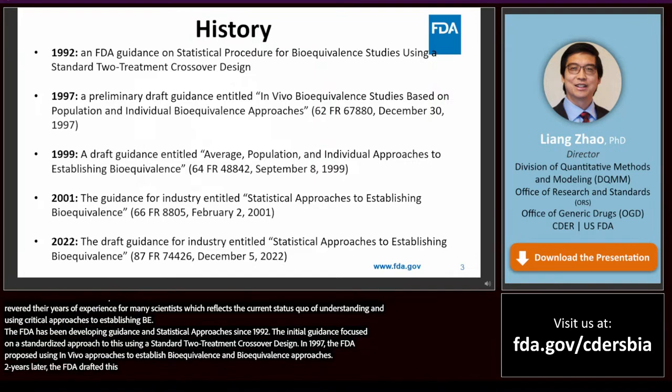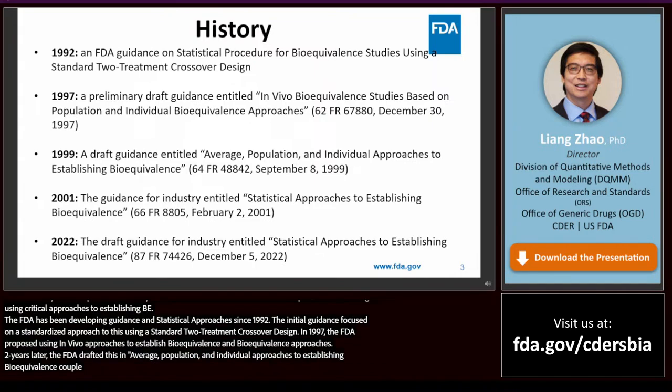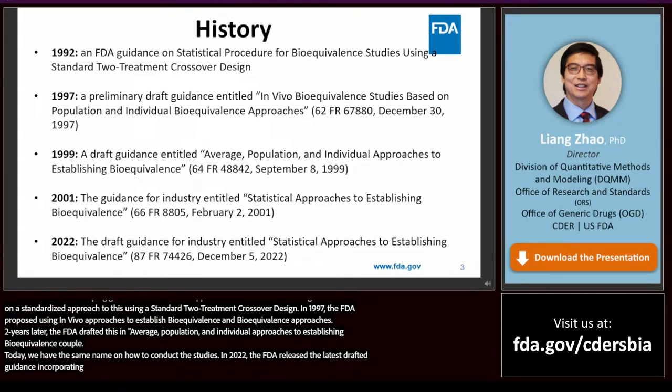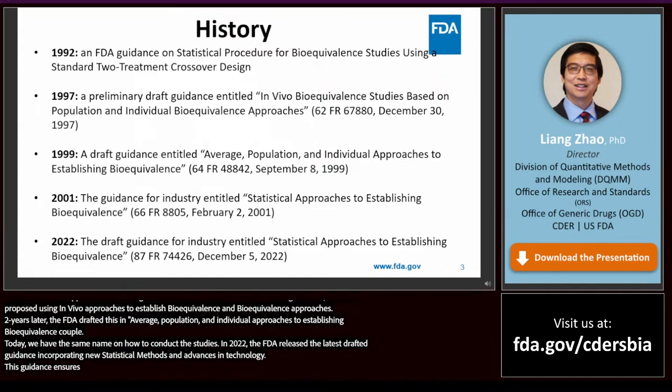In 2001, the FDA released a more specific guidance with the same name as we are using today on how to conduct BE studies. In 2022, the FDA released the latest draft guidance incorporating new statistical methods and advances in technology. These guidelines ensure that BE studies are conducted consistently and reliably to ensure the safety and efficacy of generic drug products.